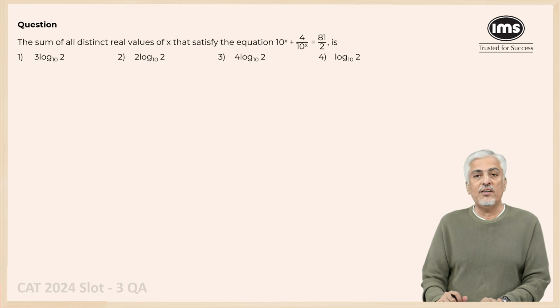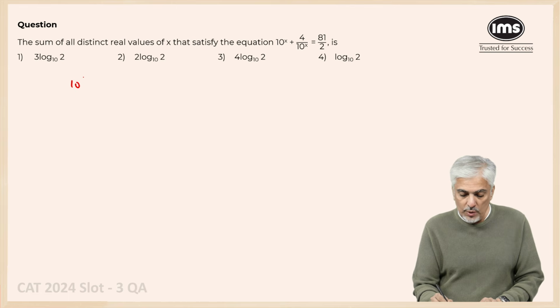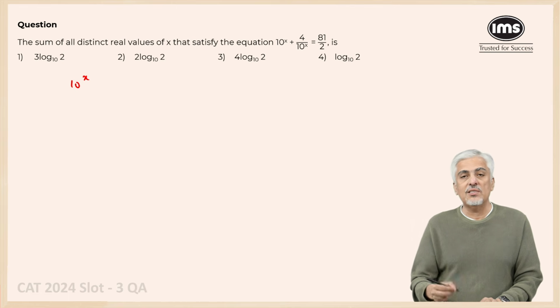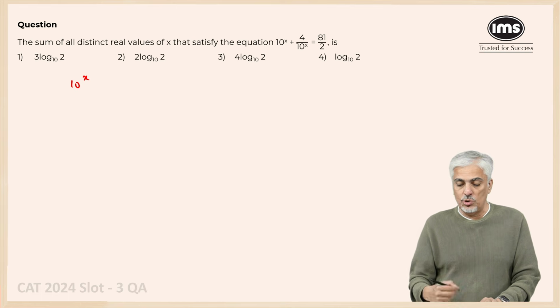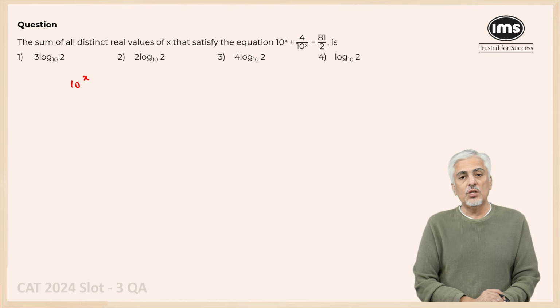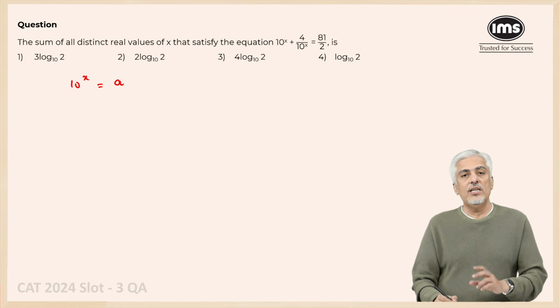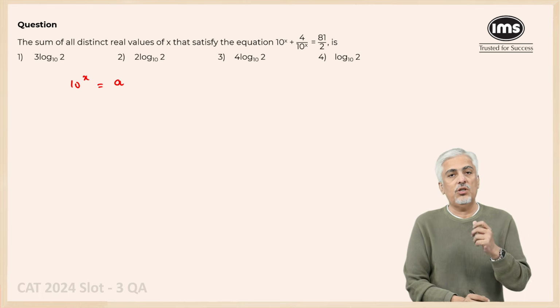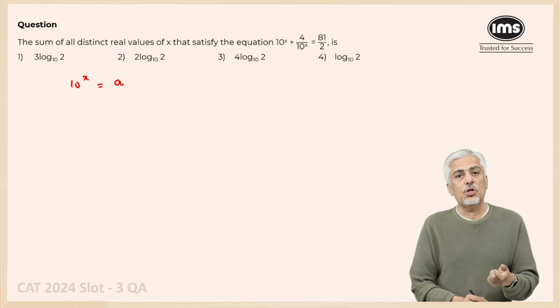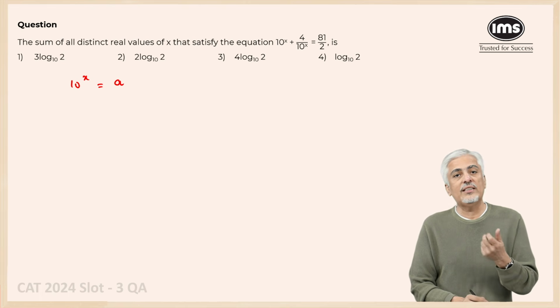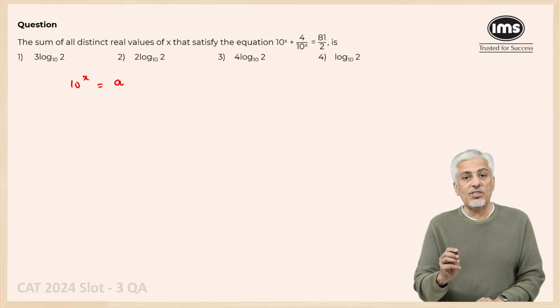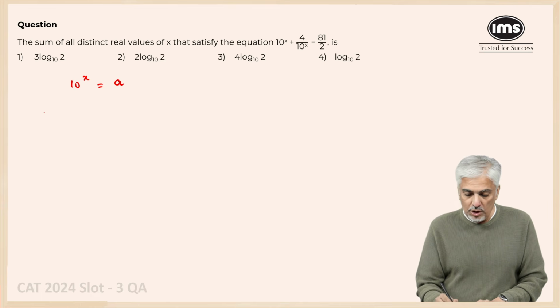So pay attention very carefully. 10 raised to x plus 4 times 1 upon 10 raised to x is 81 upon 2. So what I'm going to say is let 10 raised to x be a. So the two values which you will get when you solve the equation, one will be 10 raised to alpha and the other will be 10 raised to beta. Pay attention very carefully. So what have we got?